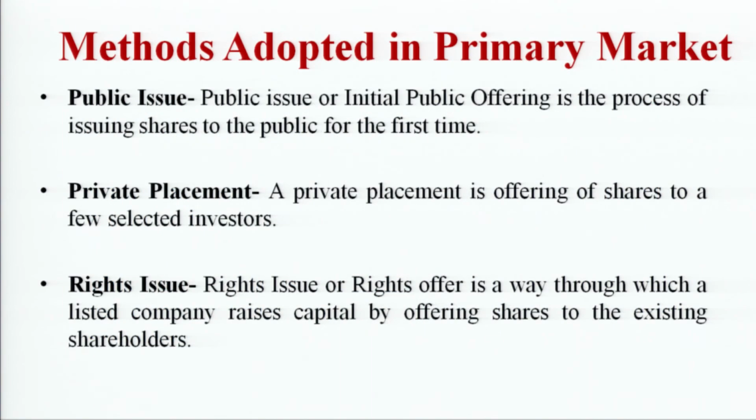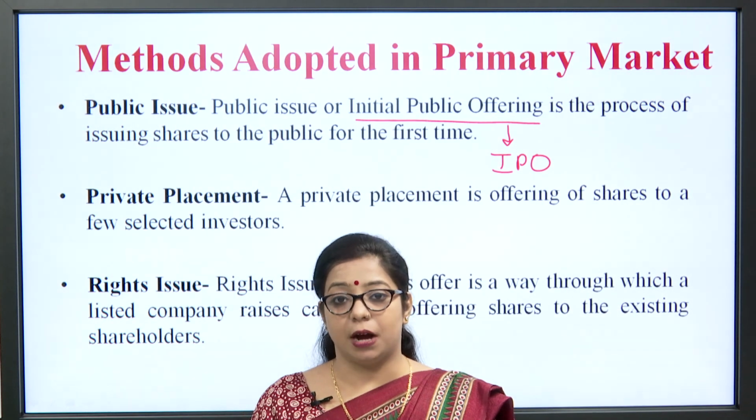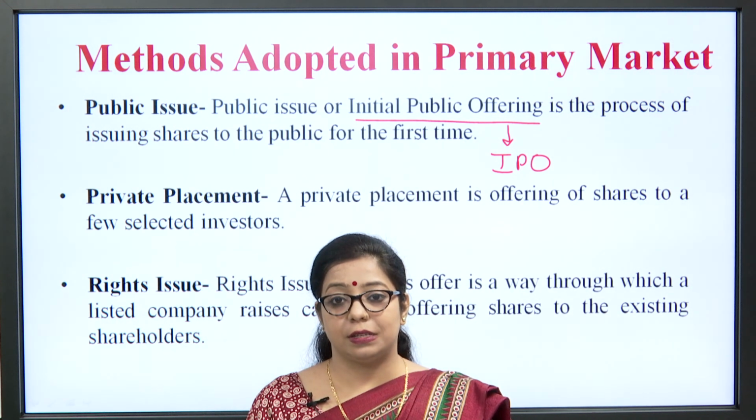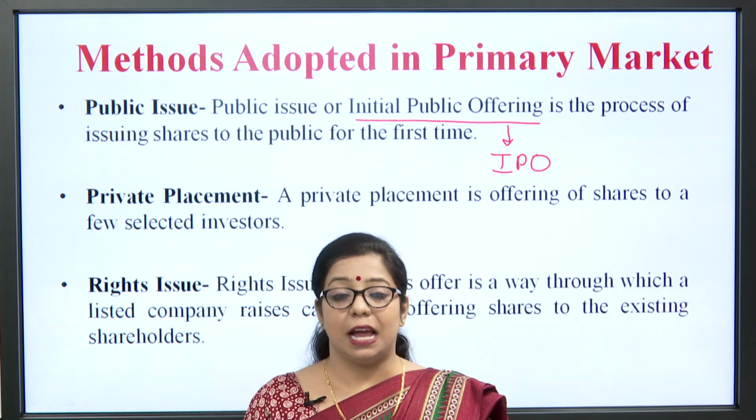Moving towards our next slide, these are the methods adopted in the primary market to make trading easier. The first method is the public issue. The public issue is also known as an initial public offering, or IPO. It is the process of issuing shares to the public for the very first time. If companies want a placement of shares, they can go for IPOs. IPOs are very trendy these days in the primary market, and companies want to sell their securities at a bulk rate in these IPOs.